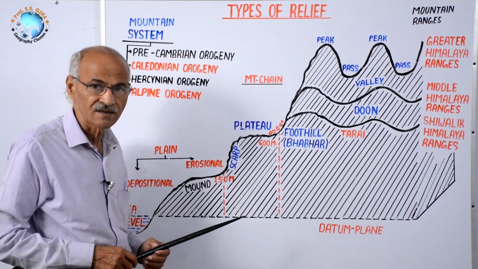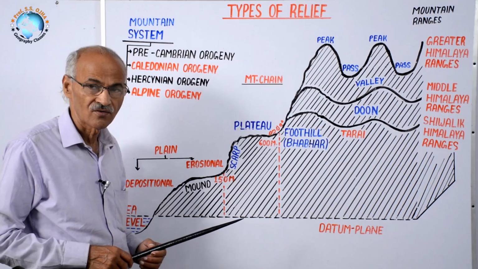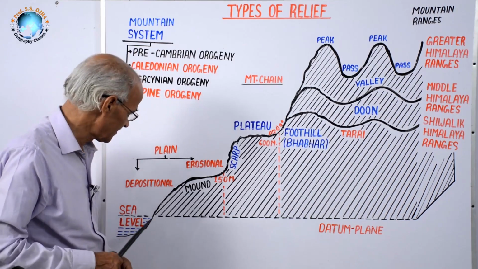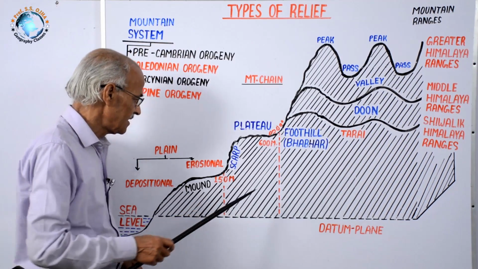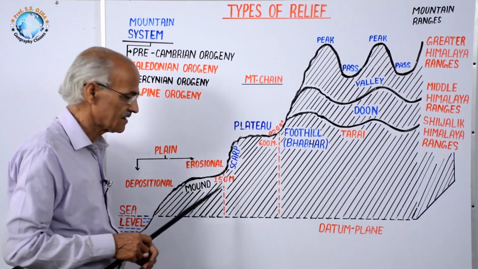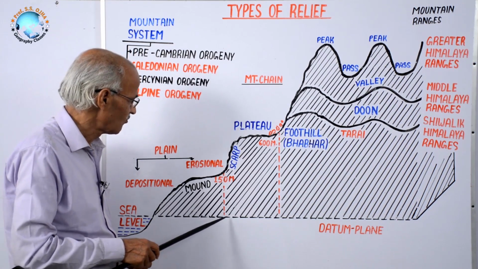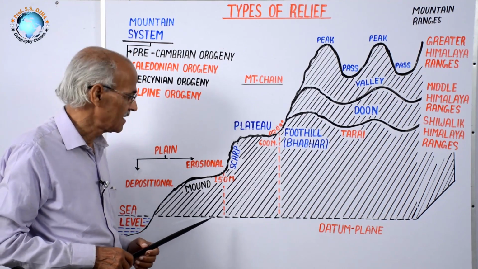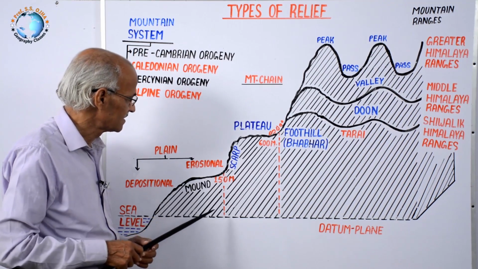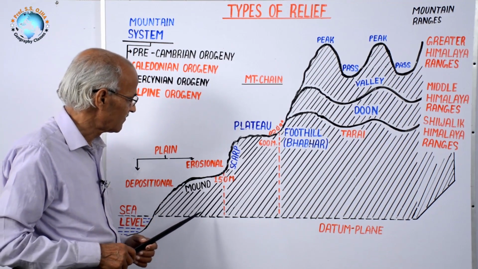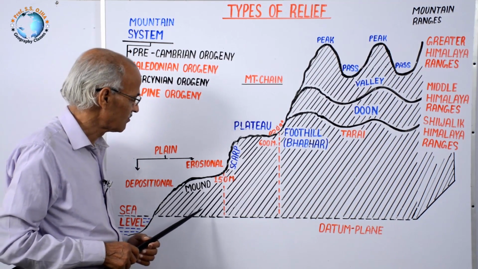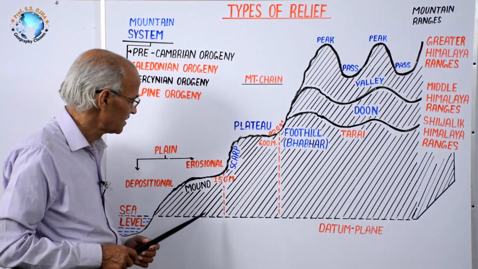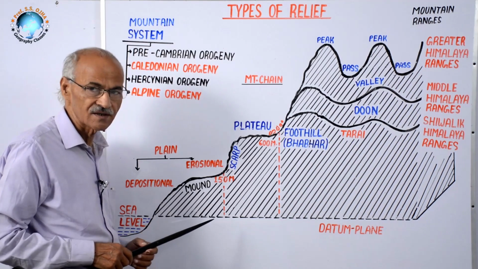Let us take criteria one by one. First criteria of differentiation is height from sea level or datum plane. If the height of a land or continental part is 100 meters and below, this is termed as plain. And second point, the plains have rolling surface, and plains are mostly formed by different rivers.